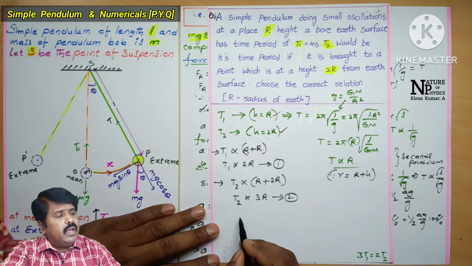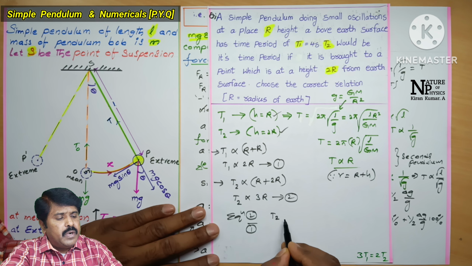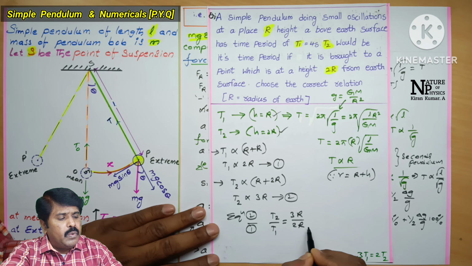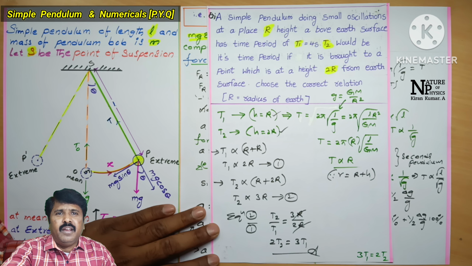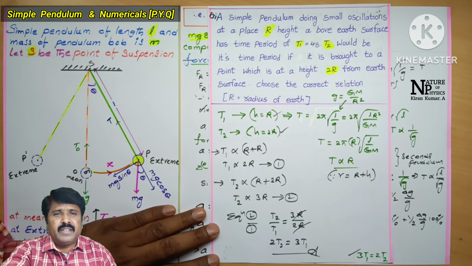And continuation, next I am going to take equation 2 divided by equation 1, that is T2 divided by T1, which is equal to 3R divided by 2R. R gets cancelled. Now cross multiplication, we will get 2T2 is equal to 3T1, which is the answer for the given question. See student, I already wrote the option there, there is no space.